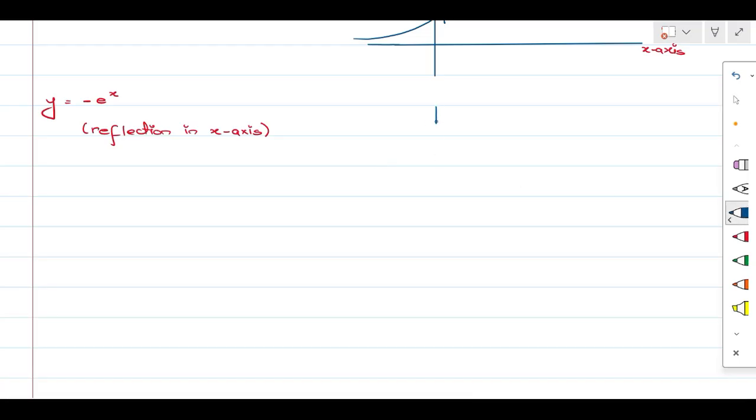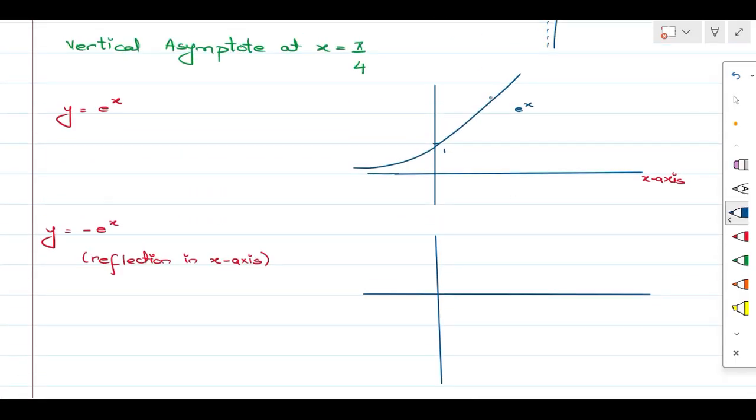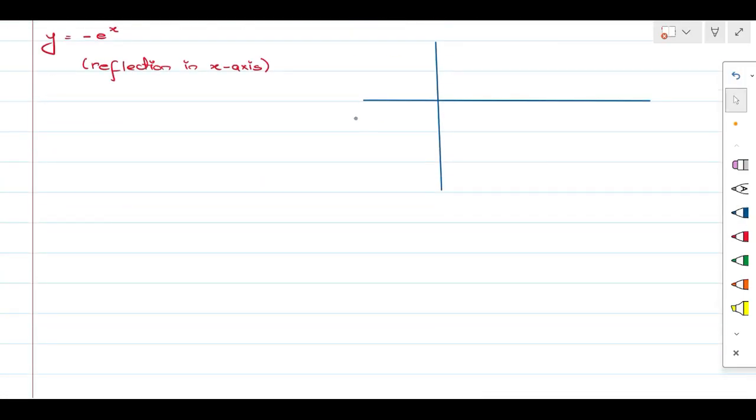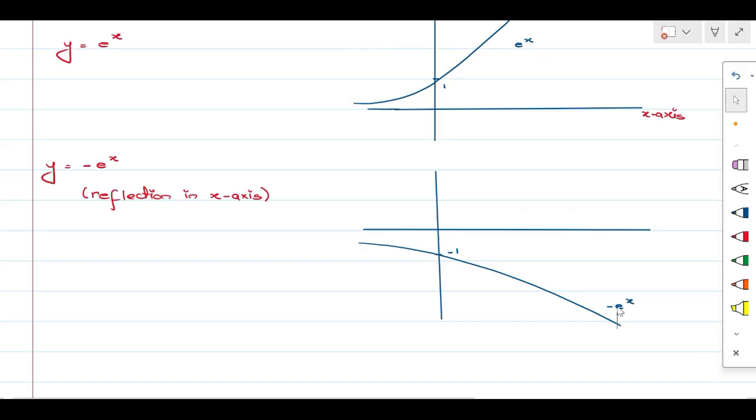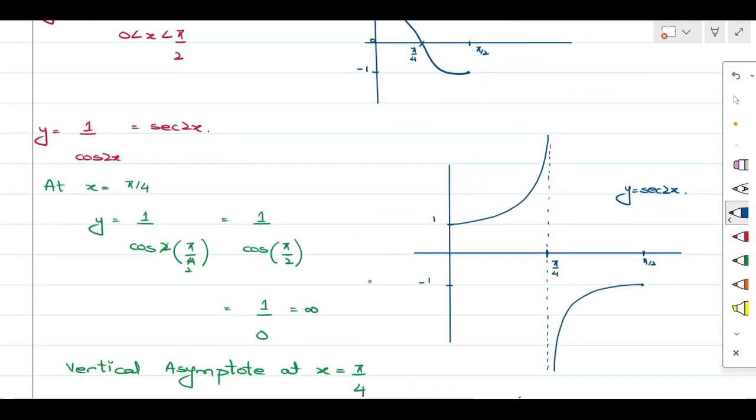So let me sketch this one as well. Okay, so when I do this on the other side, yes, this is your negative 1. This is minus e power x. Okay, I hope this is clear now, right? Both the graphs are clear. This one is your second graph and this one is the first graph.